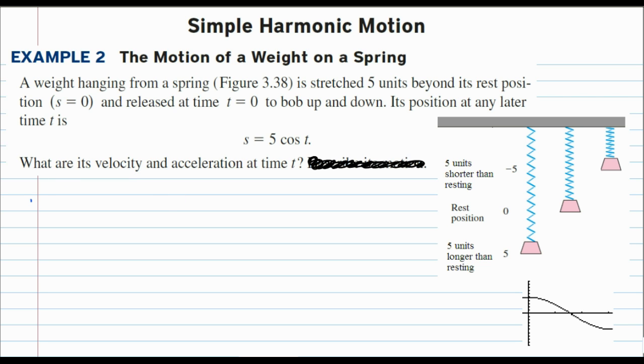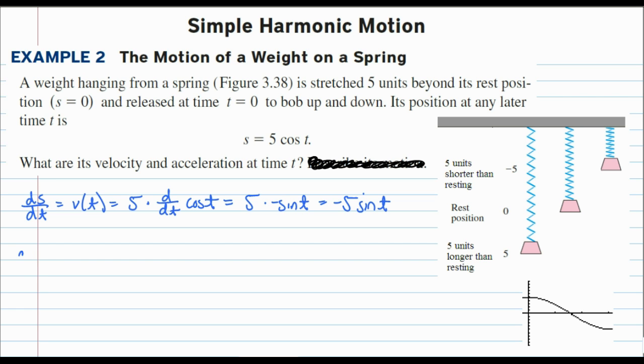So let's study the velocity, which is the derivative of position. And I have a coefficient times the cosine of t, so I can take the coefficient and leave that out in front, and then just multiply by the derivative of cosine of t. So that's going to be 5 times negative sine of t, which is negative 5 sine t. So that's the velocity at time t.